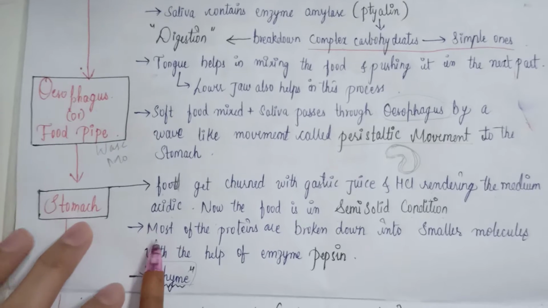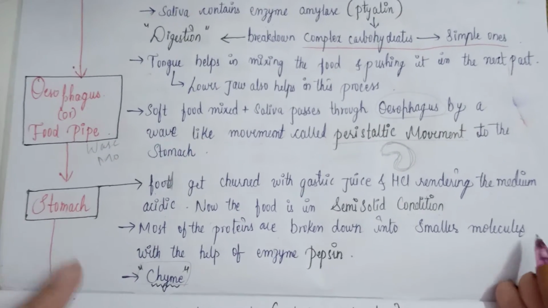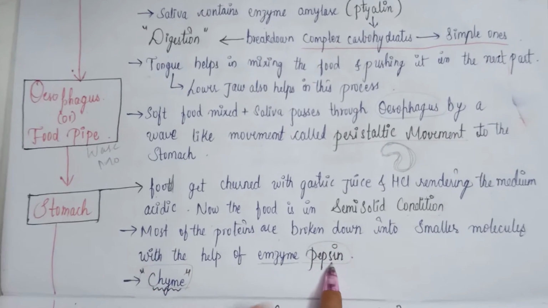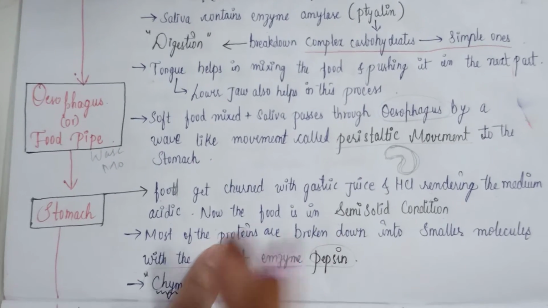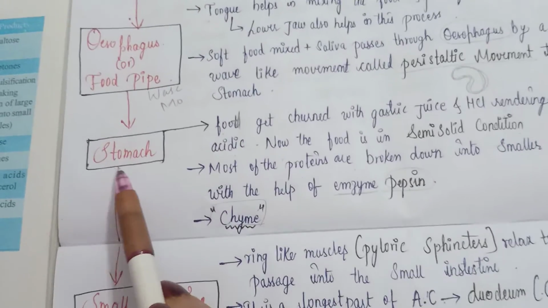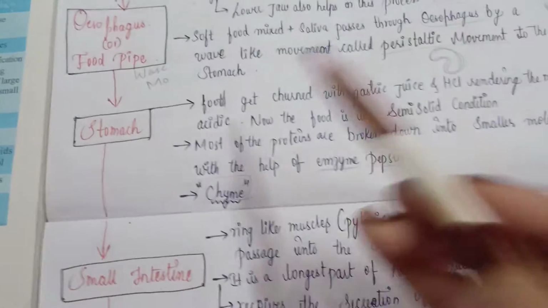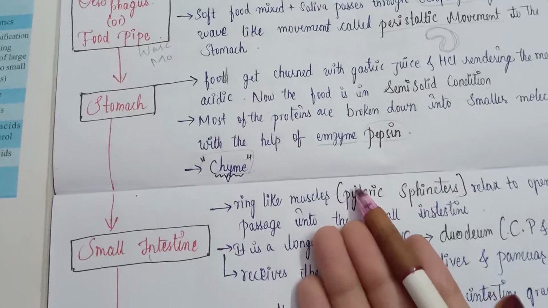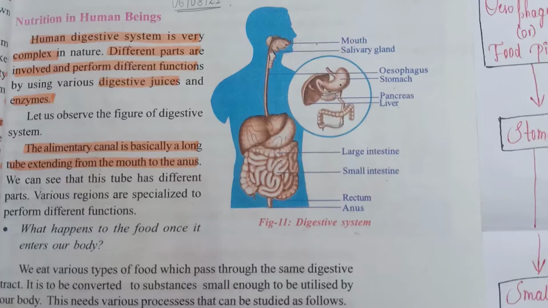Here in the stomach, most of the proteins are broken down into smaller molecules with the help of an enzyme called pepsin. So in the stomach the food is in chyme condition, that is semi-solid condition. Then the food is sent to the small intestine. How this happens we will see in our coming classes. Okay, for today it is enough.